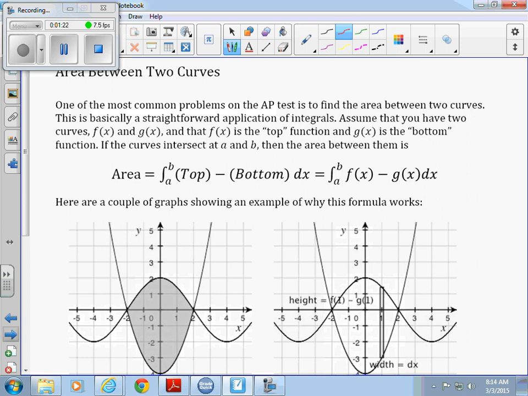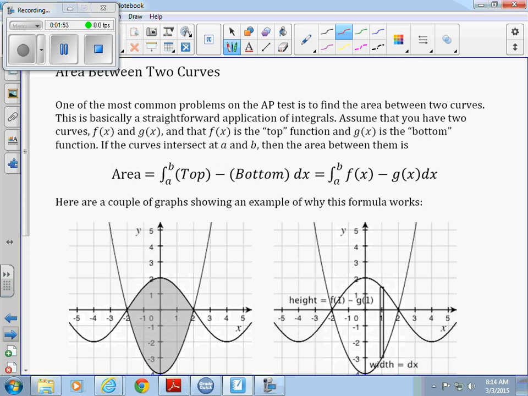Then to find the area, you would do the integral from the intersection of those two graphs to the other intersection of those two graphs of the top function minus the bottom function. Would you all agree that would give you the area? Because top minus bottom would give you the distance between, and then you add up all those distances in between, which will give you area.